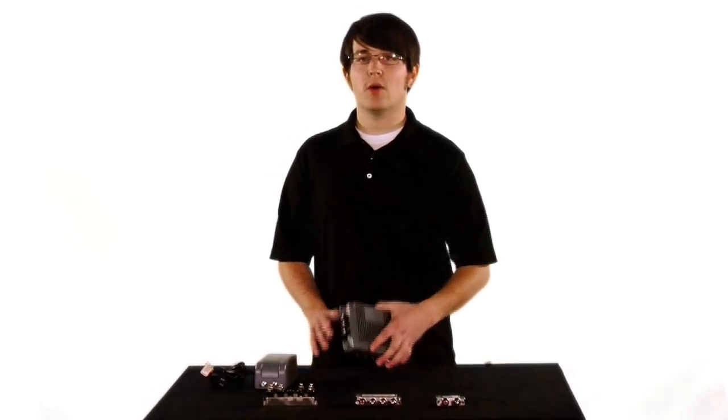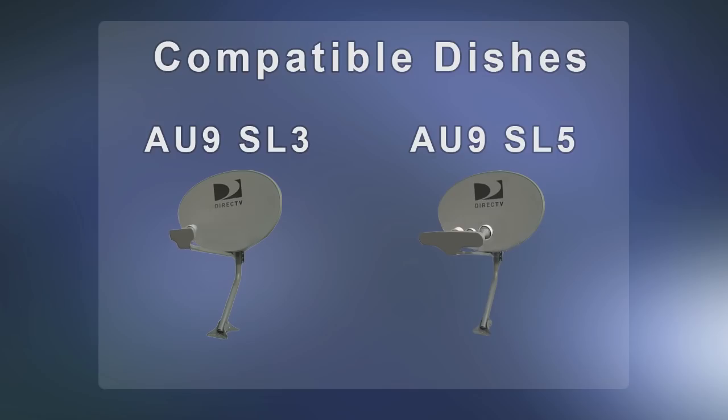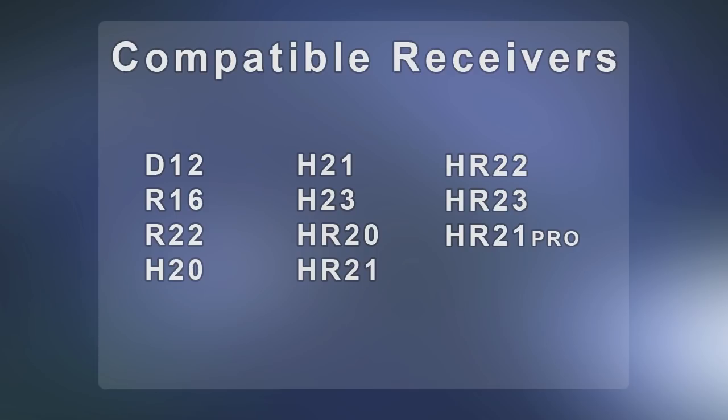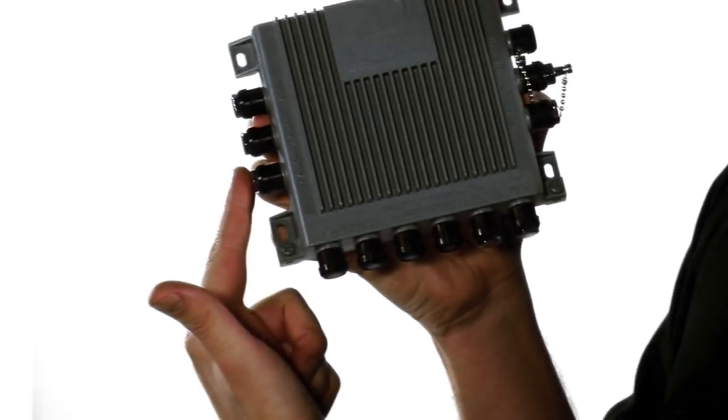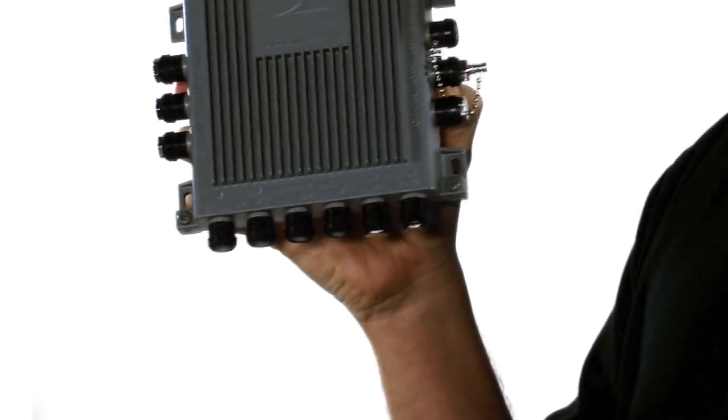This multi-switch is only compatible with DirecTV's AU9, SL3 and SL5 satellite dishes. To use the single wire functionality of this switch, you must have a compatible DirecTV receiver listed here. If your receiver is not on that list, you can use the three ports here labeled Legacy. You have to run these lines directly to each receiver and they can't be split like the SWM port.